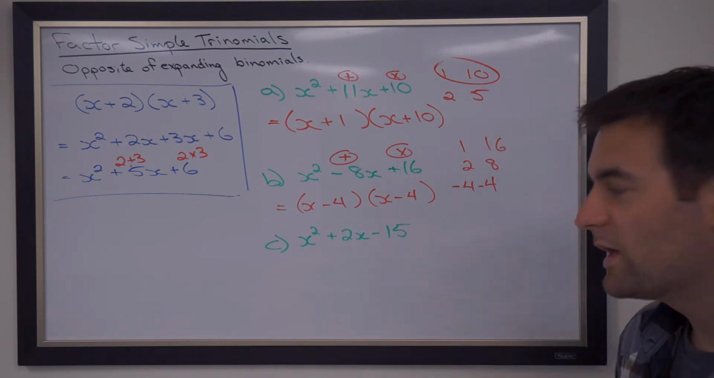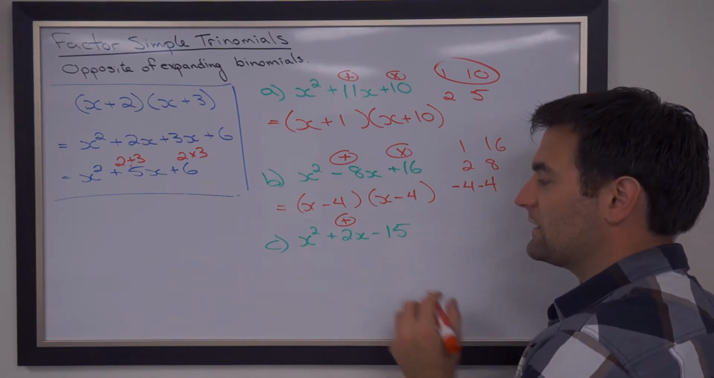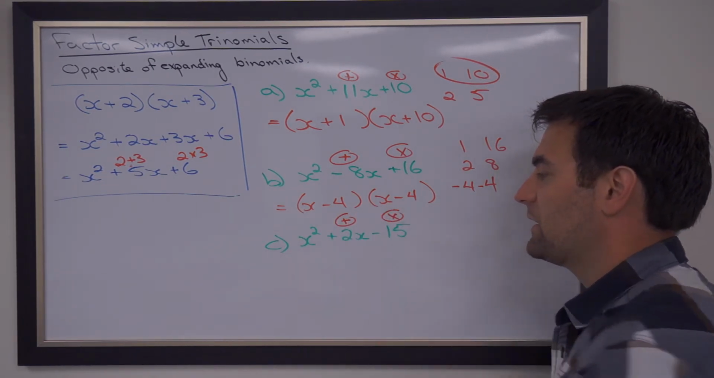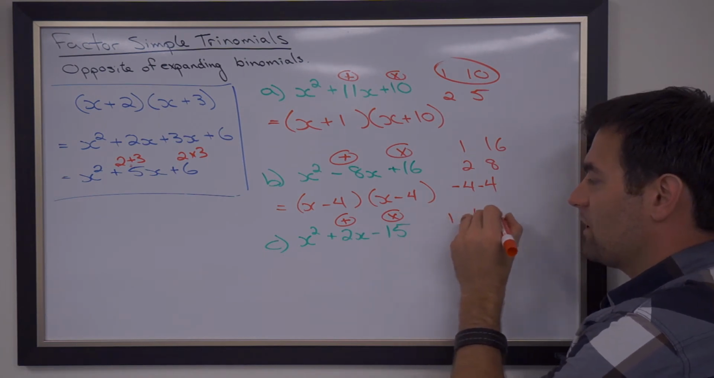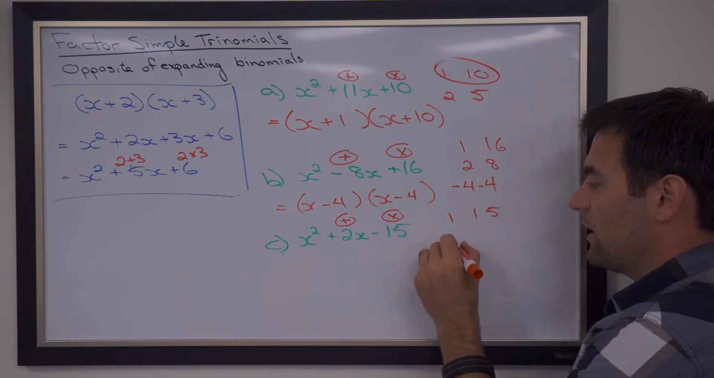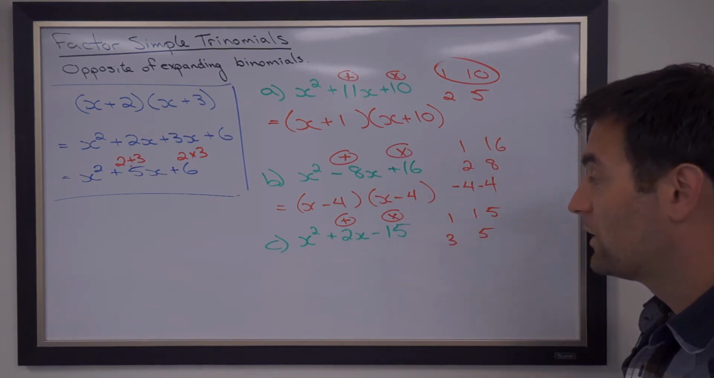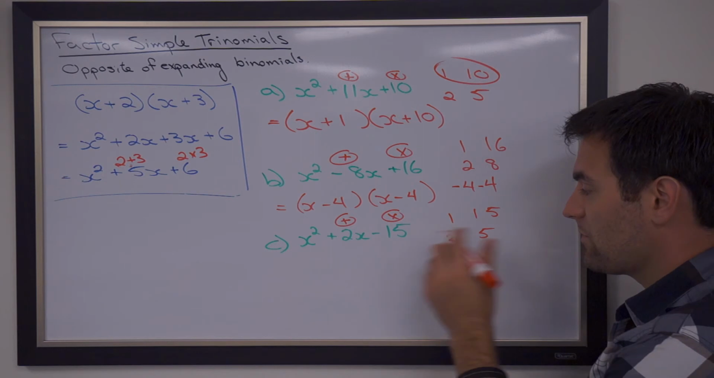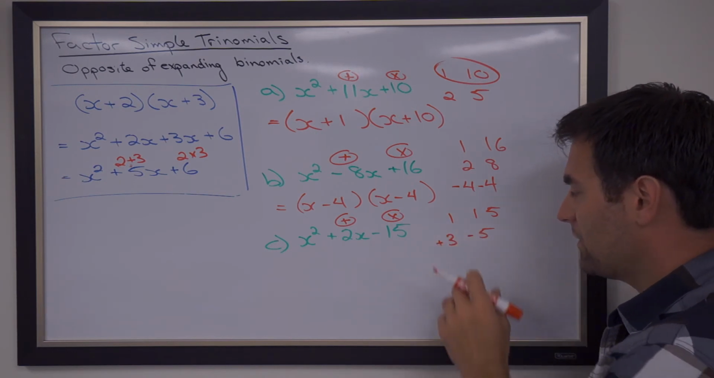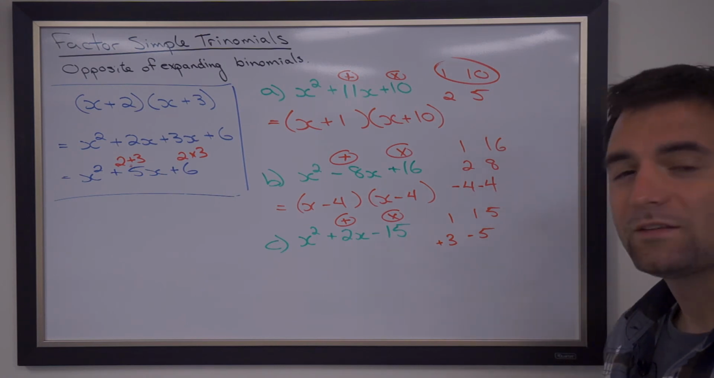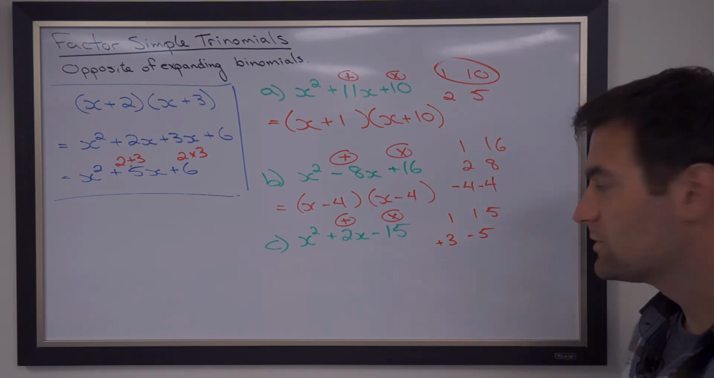In our last one, we have x squared plus 2x minus 15. So find two numbers that add to 2 and multiply to negative 15. Some numbers that multiply to 15 are 1 and 15, and 3 and 5. Now we need negative 15, so one of the numbers has to be negative. Well, if I try positive 3 and negative 5, that doesn't get me positive 2, that gets me negative 2. So those aren't going to work.